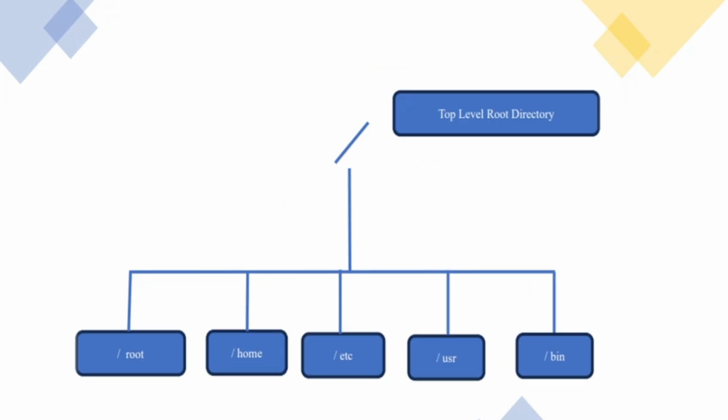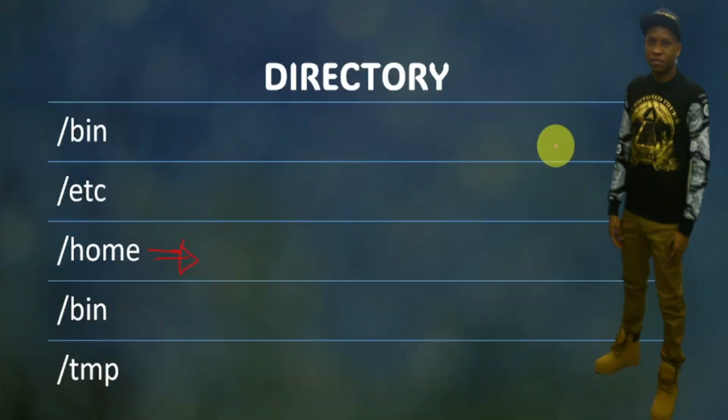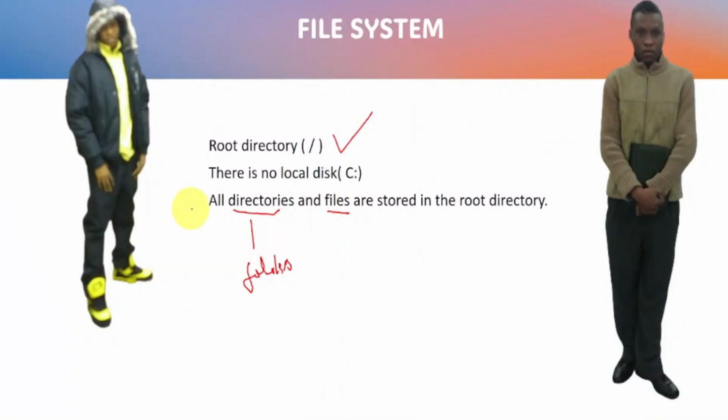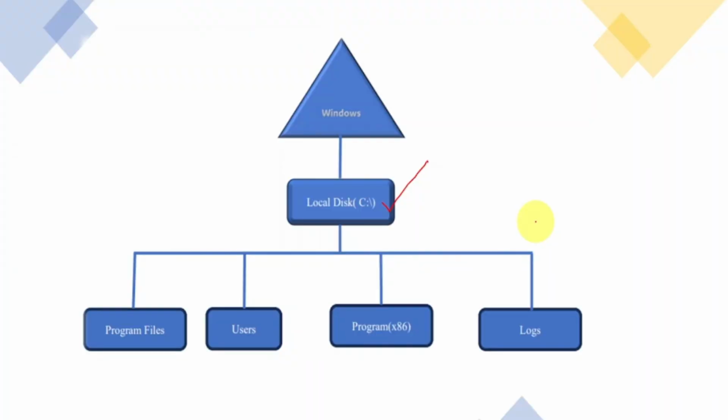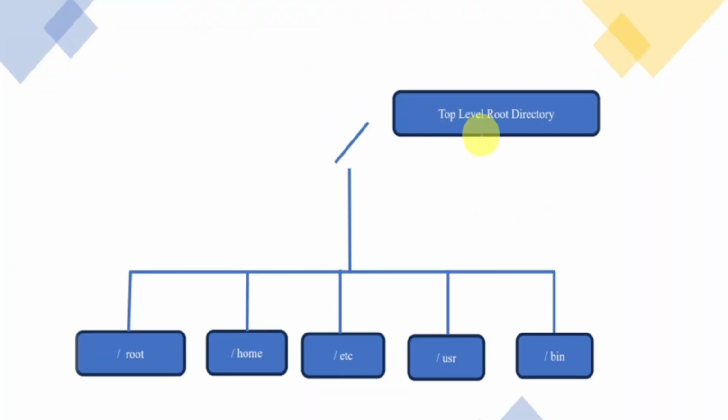Now in Linux, this one I was talking about is the top level root directory. If I go back a little bit, you're going to understand what I was talking about. You see here all the directories and the files are stored in the root directory, all of them. So if I go back to where I was, this is what I'm talking about, the top level root directory. They're stored right here. I put it like this so you have an idea of what I'm talking about.